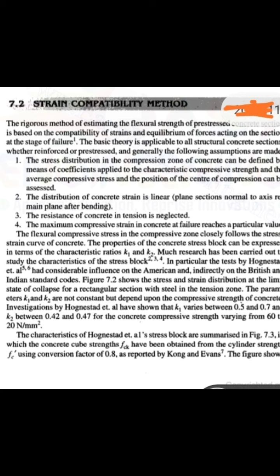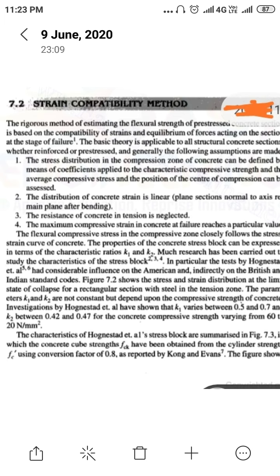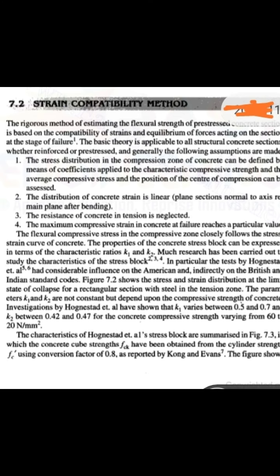The last assumption is that the maximum compressive strain in the concrete at failure reaches a particular value. So those are the four assumptions. The flexural compressive stress in the compressive zone closely follows the stress-strain curve of the concrete, where the properties of the concrete stress block can be expressed in terms of characteristic ratios. This is very important: the stress block properties will be characterized by the ratios K1 and K2.